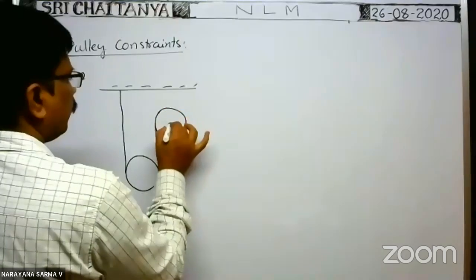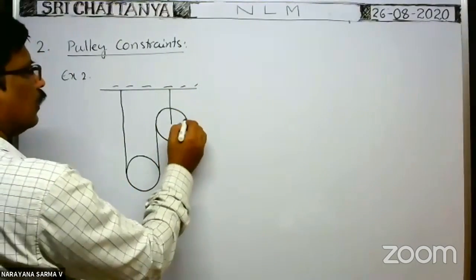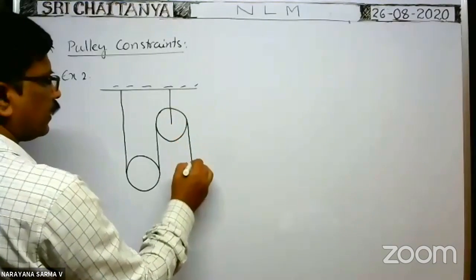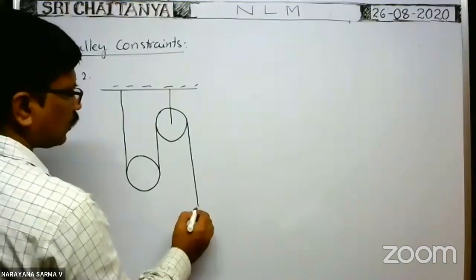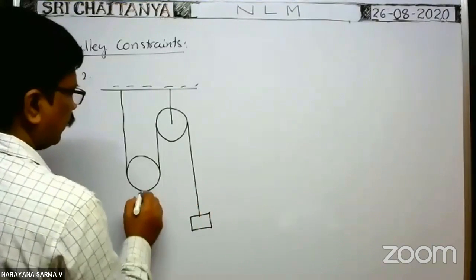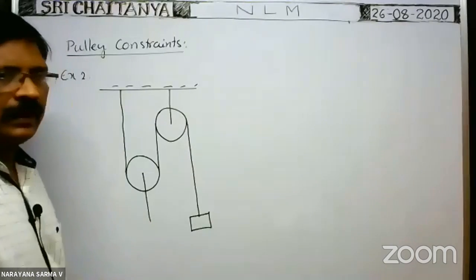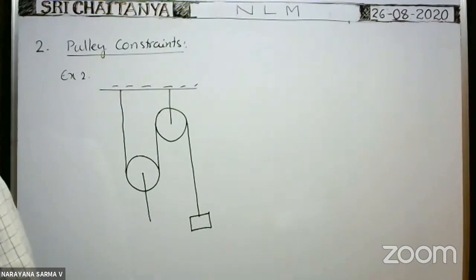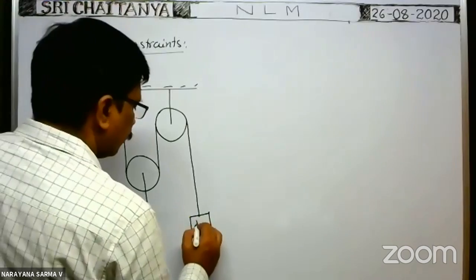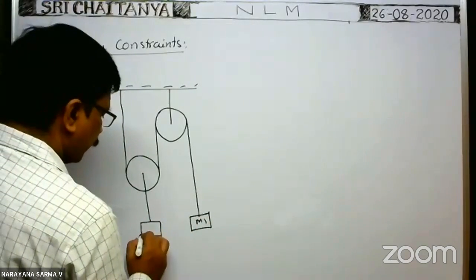The pulleys may be the same size or may not be. Here the string is passed over the other pulley like this, and at the other end of the string one block is suspended. Here from the center of the pulley another block is suspended like this. There are two blocks suspended like this. Say here it is M1 and here it is M2. Two blocks are suspended.